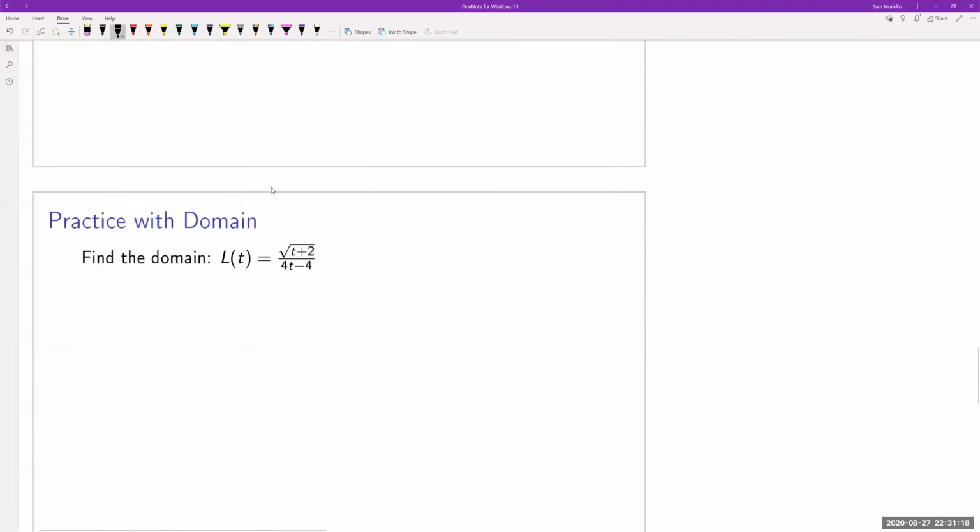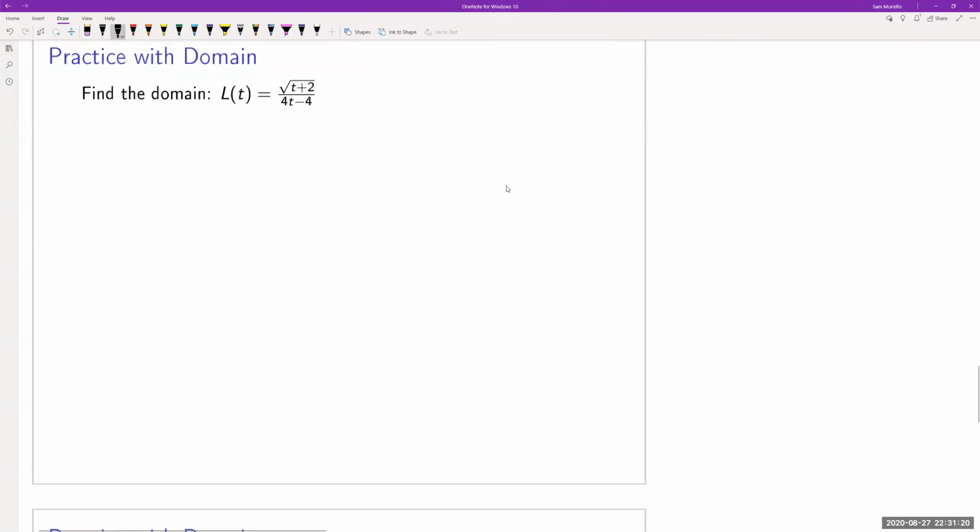This one here, I see 2 things that can be issues. Number 1 is the square root on top, and number 2 is the division that is inherent in the fraction. We're going to treat each of these things separately. Number 1 is the square root. I need to make sure that t plus 2 is greater than or equal to 0. In other words, t is greater than or equal to negative 2. In interval notation, this time since it is greater, negative 2 to infinity.